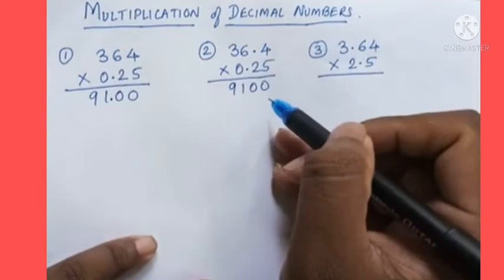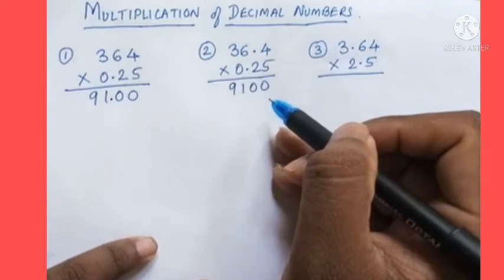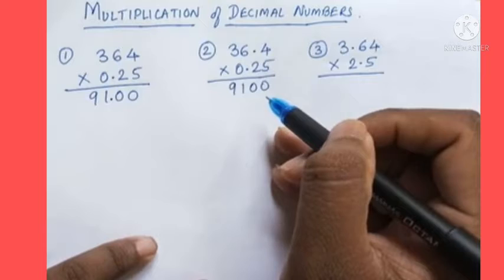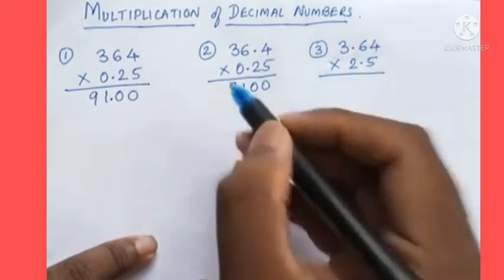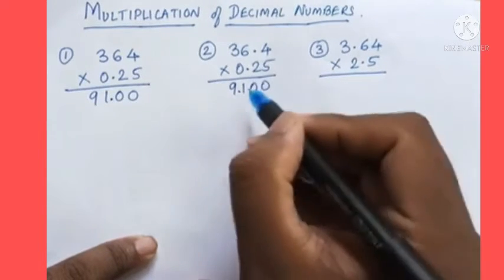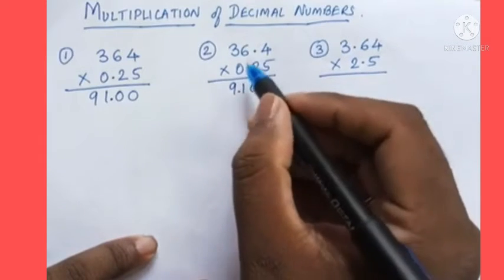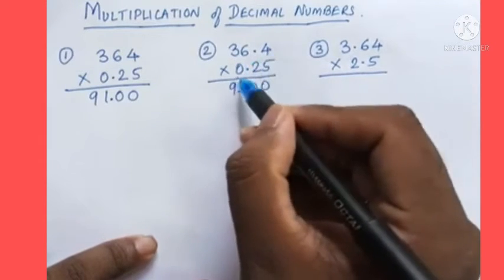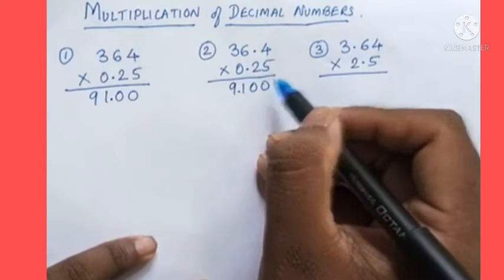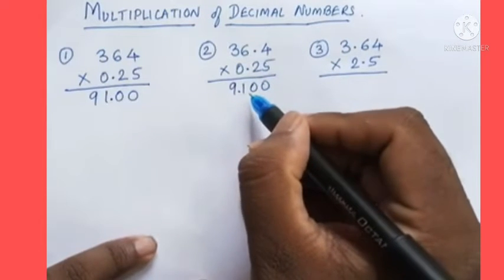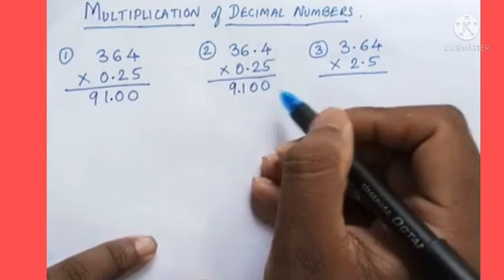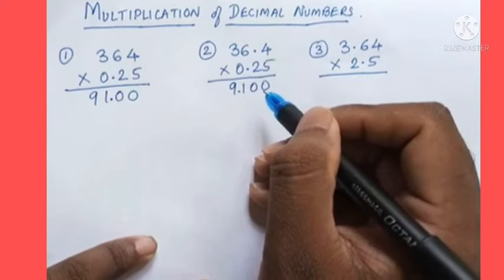So in the final answer, we will have to place a decimal point in such a fashion that there will be 3 digits after the decimal point. So the decimal point will be here, leaving the last 3 digits after it. So the final answer for 36.4 multiplied by 0.25 will be 9.1 or 9.100, whichever way you want to read it.